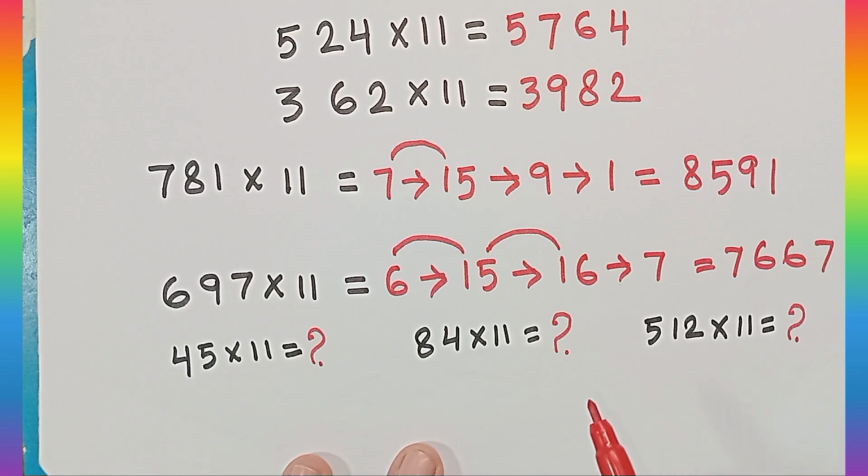Now it's your turn. Try this on your own and comment below the answers. 45 into 11, 84 into 11, 512 into 11. Let's see who gets them right.